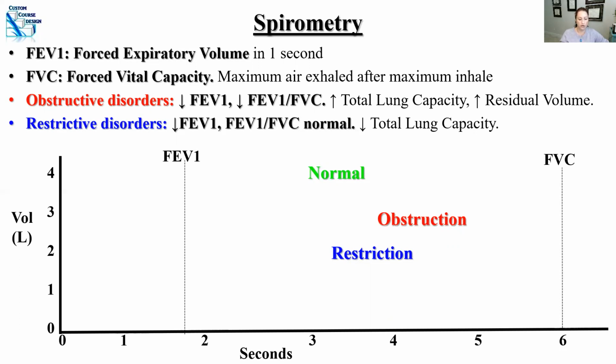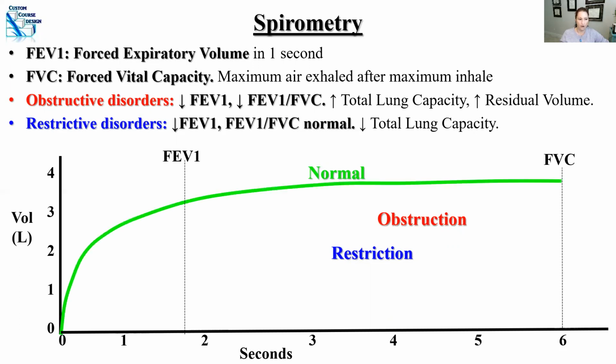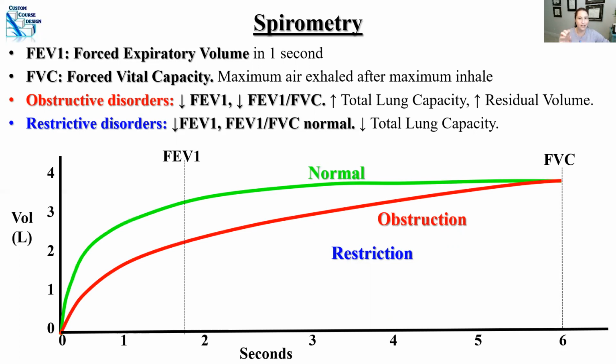So let's look at this chart here real quick. In a normal spirometry pattern, we should have a good amount of exhalation, so a good FEV1, and then we should still continue to be able to get some air out of the lungs. This is our normal here. In an obstructive disorder, they have a decrease in FEV1, so they can't get as much air out. They will also have a decrease in FEV1 over FVC, and we'll go over these in just 1 second. Because these people air trap, you will have an increase in the total lung capacity and the residual volume because they trap air within the lungs.